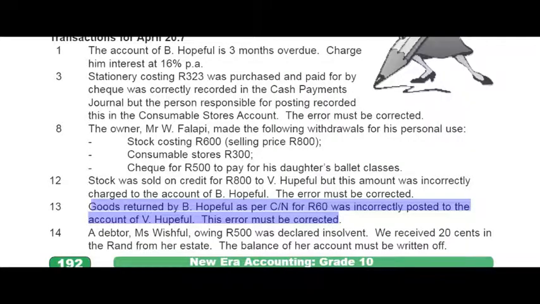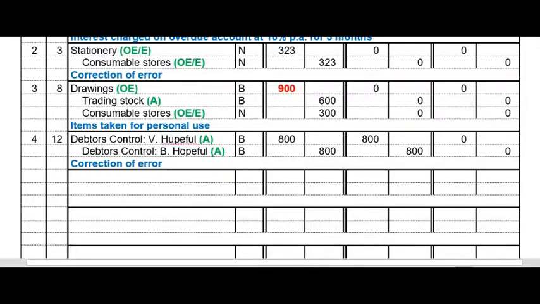The next transaction on the 13th said goods returned by B Hopeful as per credit notes for 60 Rand was incorrectly posted to the account of V Hopeful. Okay, so now we incorrectly credited, because remember, if a debtor returns goods, we credit his account. So we incorrectly credited V Hopeful, where we should have credited B Hopeful. This is done in the general journal.